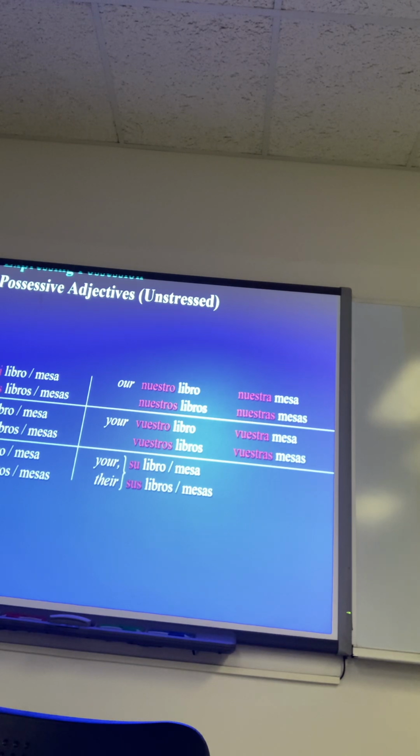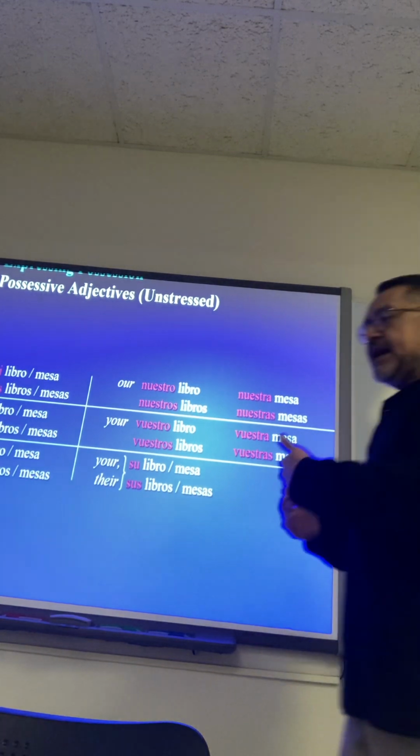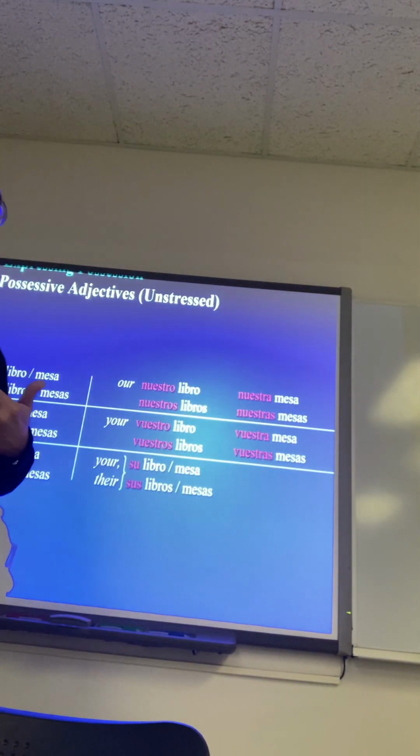Because I can say, for example, in the vosotros form, I want you all to take your chairs and put them outside. And I can say vuestras sillas. Does this mean Tyler and Peyton just get to sit there? No. Why am I using the feminine? Because chair is feminine. So vuestras sillas. Take your chairs and put them outside. So, object possessed, not the possessor.